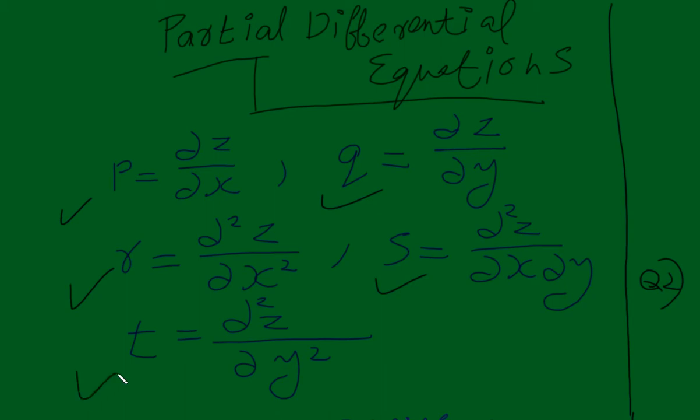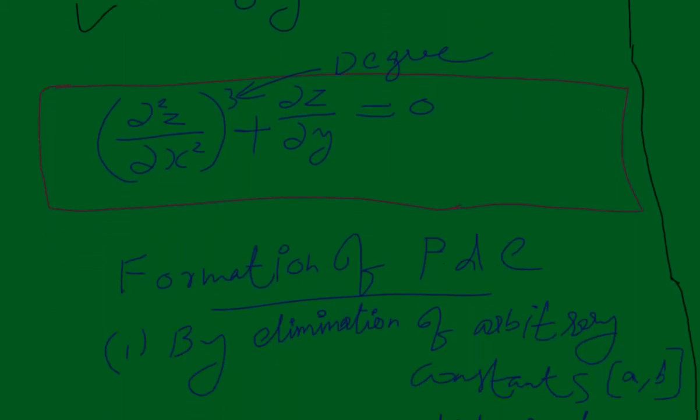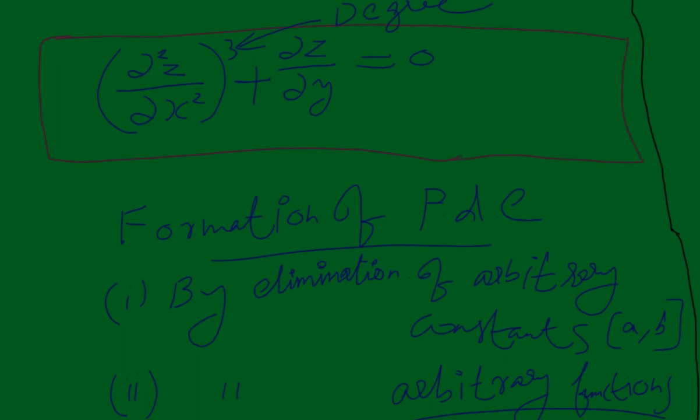Then we move to a particular partial differential equation in order to understand more about partial differential equations. In this equation, dou square z by dou x square the whole cube, the power is called the degree. The term dou square z by dou x square gives the order of the differential equation. This is the second order differential equation, and this is the first order differential equation.